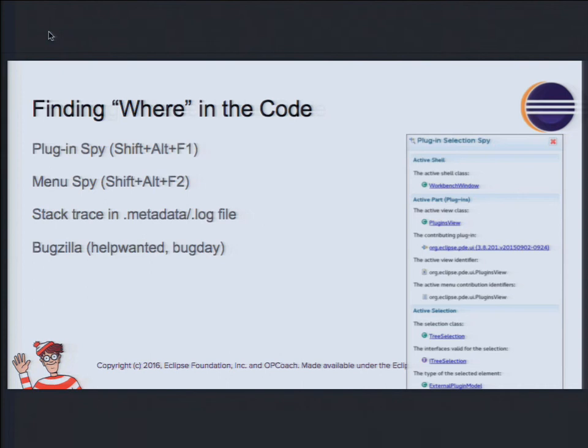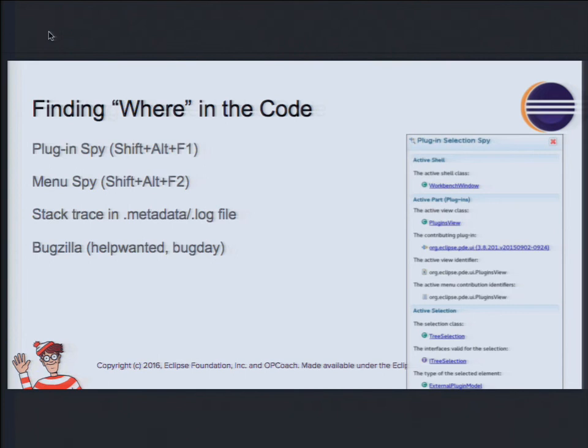Now, if you've encountered problems, your stack trace and your metadata log file may have some pointers to code. The stack traces have line numbers on them, so they'll take you directly to a file. That's very often enough information to find at least the source of a problem.